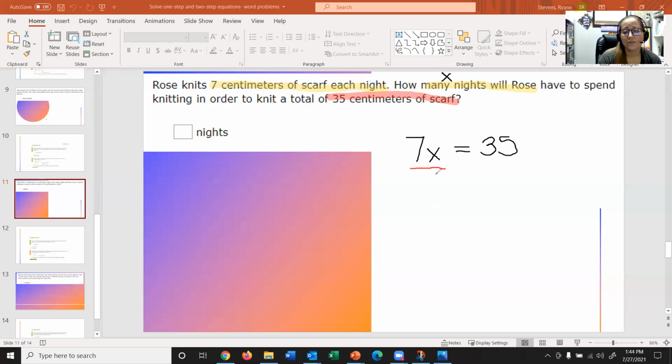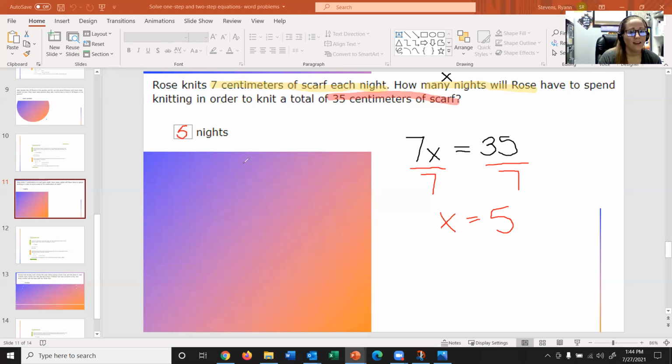So we're going to use the inverse operation, and divide both sides by whatever number is with this variable. So we're going to divide both sides by 7. That's going to tell us that 35 divided by 7 is going to give us a total of 5, which also tells us that Rose needs to knit for 5 nights in order to get to that 35 centimeters of scarf.